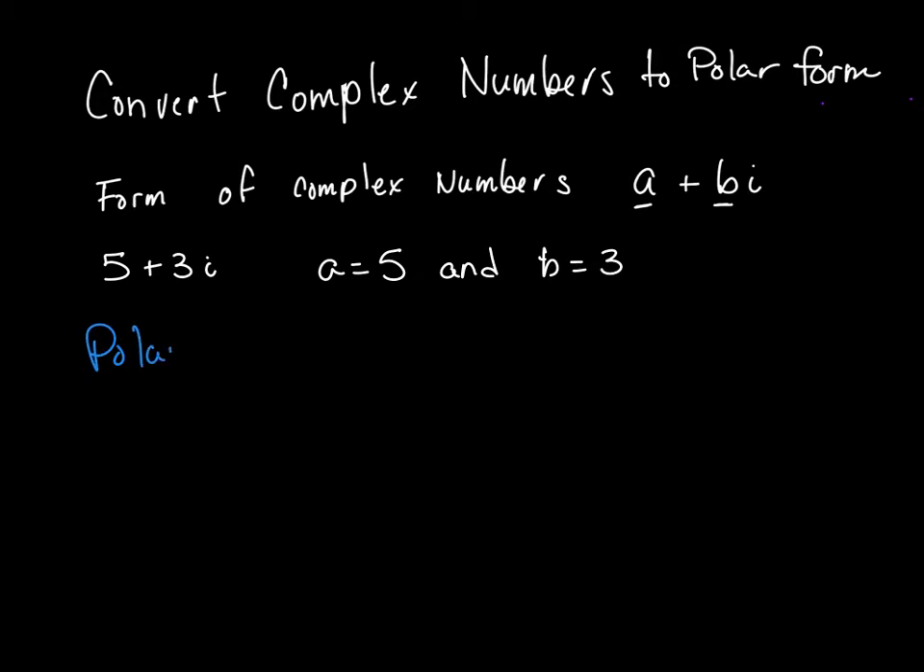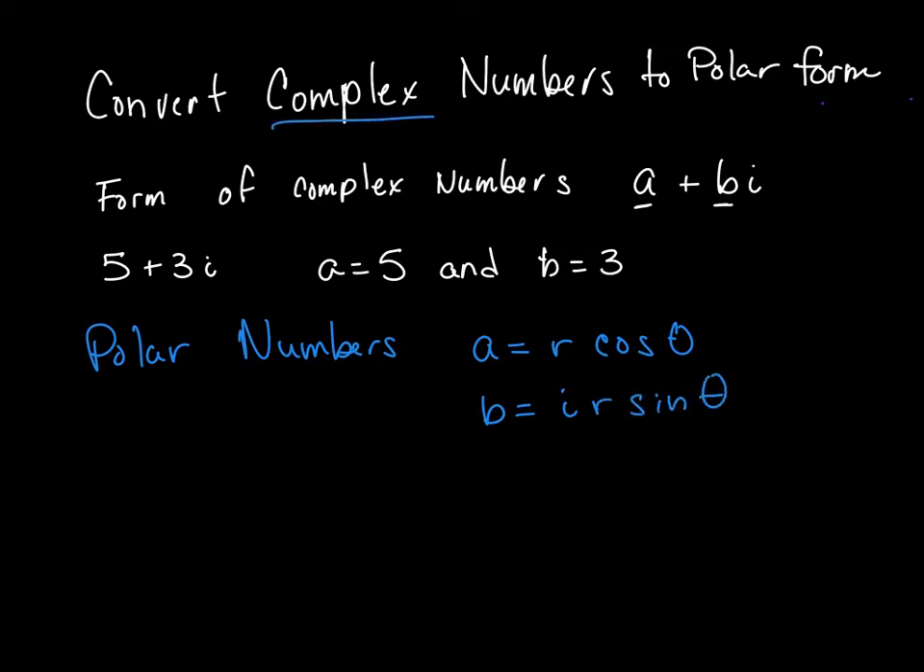So for a polar number, what we have to do is rewrite that. We know that a is equal to r times the cosine of theta, and b is equal to r times the sine of theta. So what we go ahead and do is we take our complex number. Our complex number is called z.